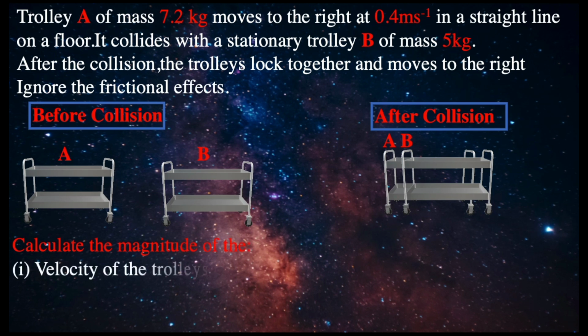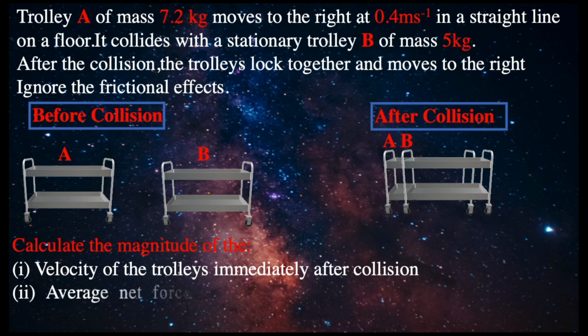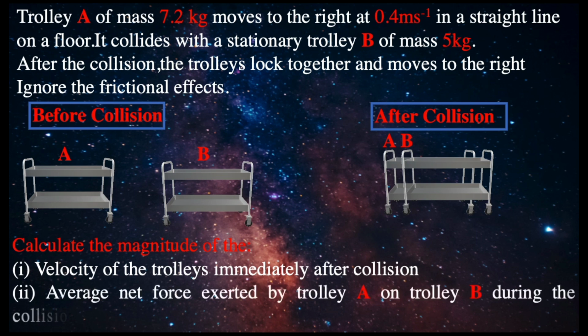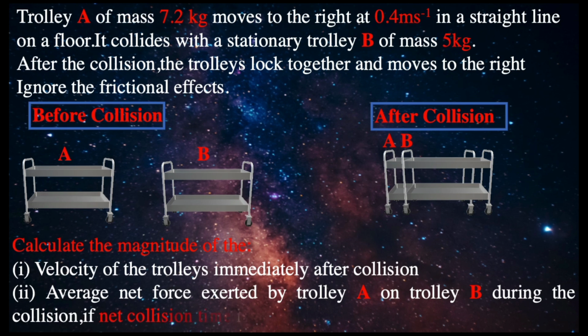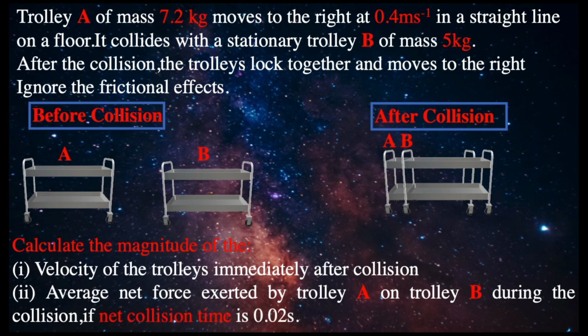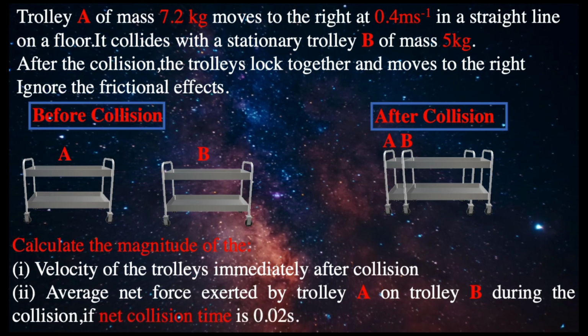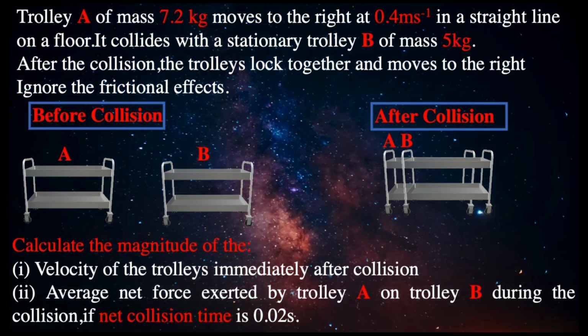The first question is to calculate the magnitude of the velocity of the trolleys immediately after the collision. And the second question is to calculate the average net force exerted by trolley A on trolley B during the collision, if the collision time is 0.02 seconds.